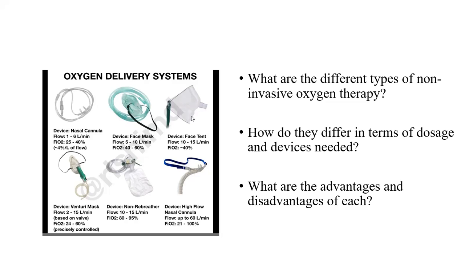And then we know that with the nasal cannula, we can give 1 to 6 liters per minute. For face mask, 6 to 10 liters. For face tent, 10 to 15. Venturi can go from 5 to 15. Non-rebreather mask, 10 to 15. High flow nasal cannula from 21 to 100. Next slide.